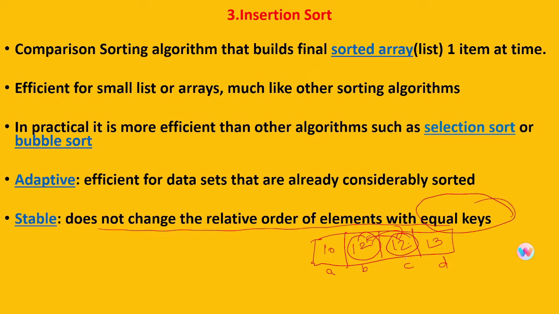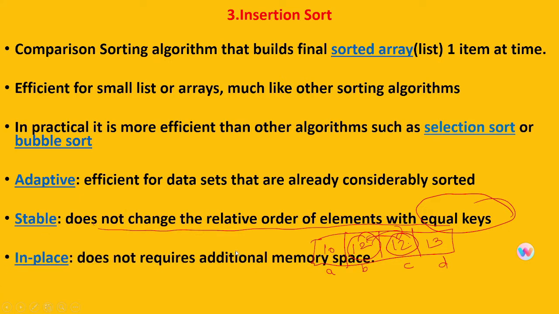The values are equal. In this array, 12 is the same and it is there at two places. So it will remain at its place only. It won't change after applying insertion sort. That's why this algorithm is called a stable algorithm. The next property is that it does not require additional memory space. After sorting also, the same memory space is occupied, no extra space is required. So it is called an in-place sorting algorithm.